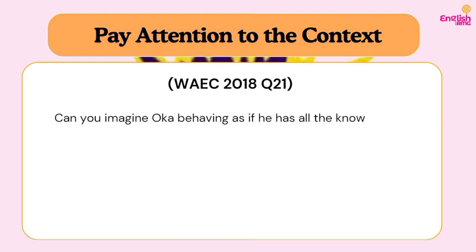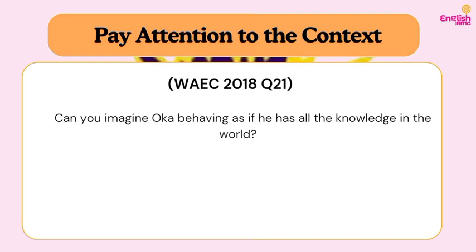Now let's move on to question 21 from 2018 past question. So we have, can you imagine Oka behaving as if he has all the knowledge in the world? So let's try to put this into context. This is not just a question. If we look at the content of the sentence, we will see that it is not just a question. It is also an exclamation. The speaker is like, can you imagine Oka, that is Oka of all people, behaving as if he has all the knowledge in the world?